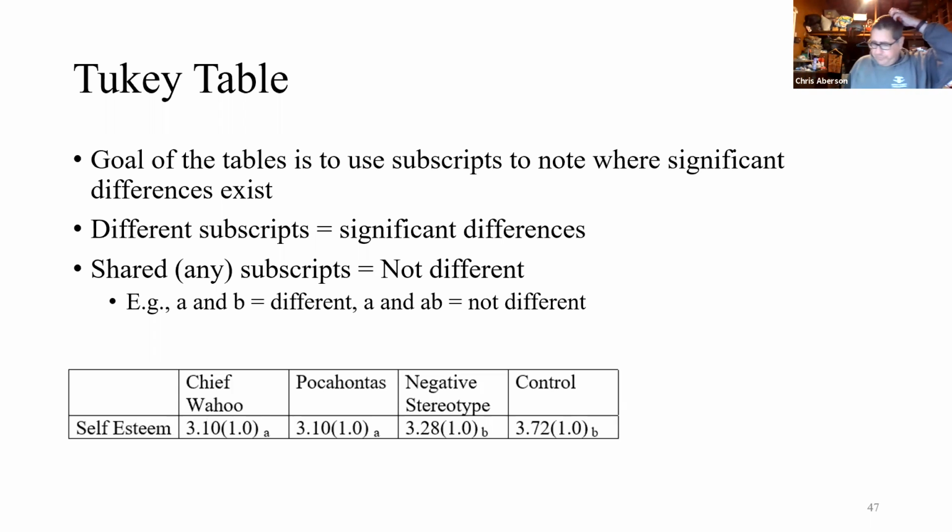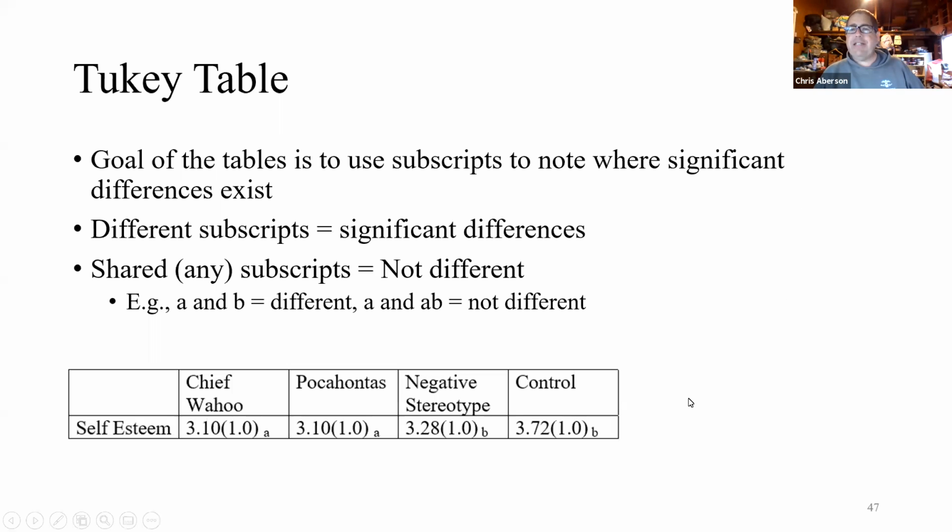Now, you might also see things with multiple subscripts. So for example, let's say that negative stereotyping had an AB. If negative stereotyping had an AB, that would indicate that one, it's still not significantly different than control because it shares at least one letter, but it would also then not be significantly different from the first two groups because they also share one letter. So you can see that in tables, and the more groups you have, the more that's going to happen.